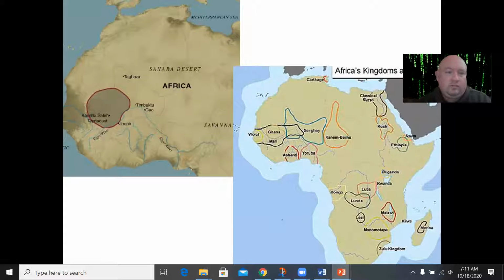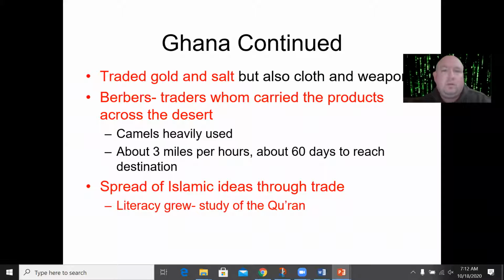You can see here's Ghana, and you can see in this map of Africa on the right that there were other empires and kingdoms. We're focusing here in West Africa. Over on the east side, you can see Egypt, Kush, Ethiopia, Axum. Those are pretty important ones, but just not what we're focusing on today.